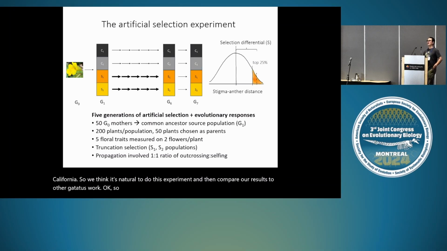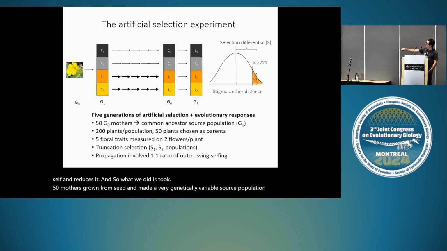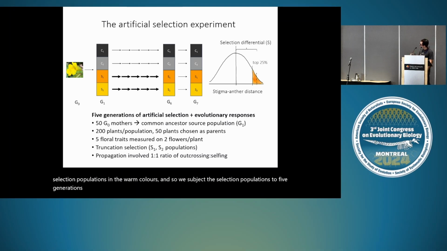Okay, so what did we do? Simply put, we used the selection experiment as a way to extract a component of the genetic variation. That's the whole purpose, to figure out if selfing reduces it. We took 50 mothers grown from seed and made a very genetically variable source population called G1. That seed was then split into 4 different populations, 2 controls in the boring colors, 2 selection populations in the warm colors. We subjected the selection populations to 5 generations of positive selection on stigma anther distance. And then at the end, the G7, we compared those evolved descendant lines to the ancestor.